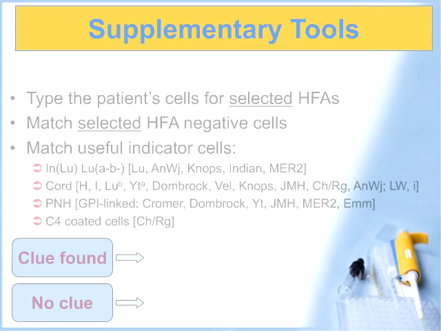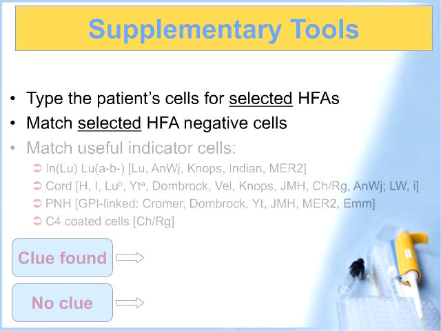So when we get to this stage, we need to start thinking about using some of our supplementary serological tools. The options are to type the patient's cells for selected high-frequency antigens, or to match selected null cells, so they're negative for high-frequency antigens. And I say selected because there's no point just testing for everything. You select what you're going to type for, or which cells you might match with, based on that initial pattern of reactivity that we've discussed already.